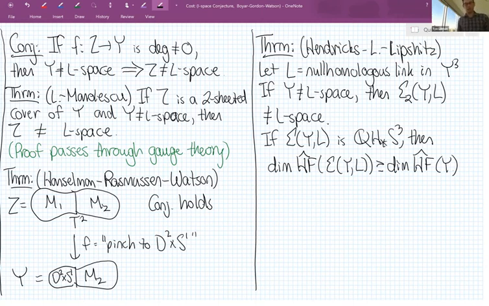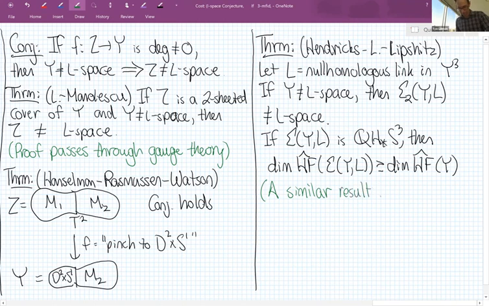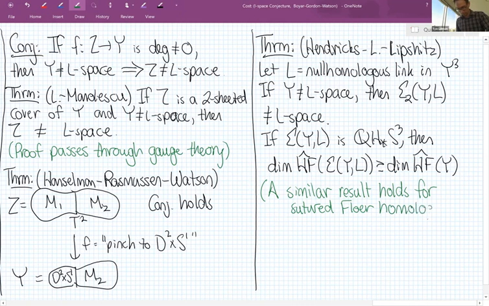Okay. And I won't go into it today, but a similar result holds for sutured Floer homology. And I'd be happy to clarify what that means after the talk, if anyone's interested. But basically, if you have a link in a sutured manifold, you can take a branched cover and get a new sutured manifold, and you can relate the sutured Floer homologies. Okay, are there any questions about the statement?